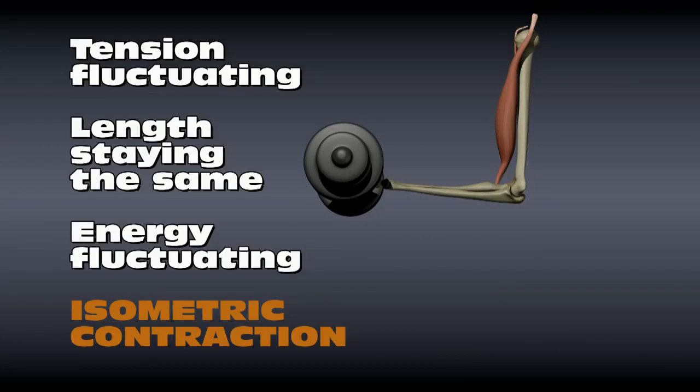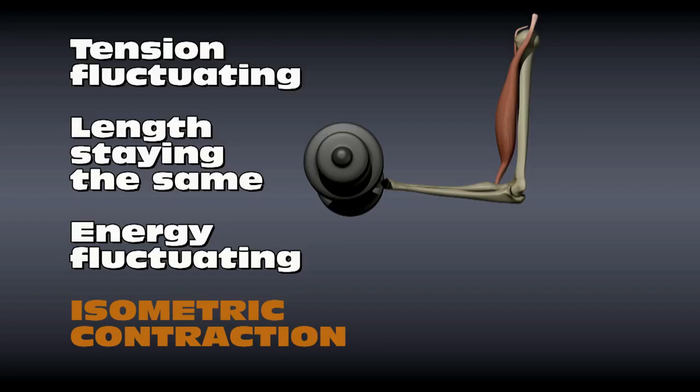The tension across the muscle may change, and the energy required by the muscle may change in order to maintain the length, but the length stays the same. Think of the metric system being used to measure length. Isometric maintains an equal length.